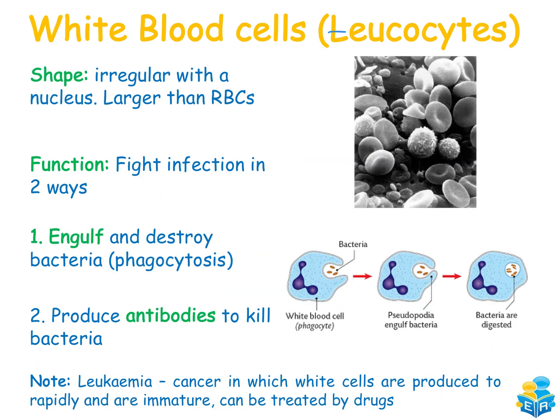White blood cells then are known as leucocytes. So the shape, they're irregular, so they don't have a regular shape. They're not biconcave like the red blood cells. They're irregular shapes. Some of them will be larger than others, and we can see them there. And their function is to fight infection in two ways. Okay, one of them is to engulf and destroy bacteria. That's known as phagocytosis, and we can see that happening in the diagram over here.